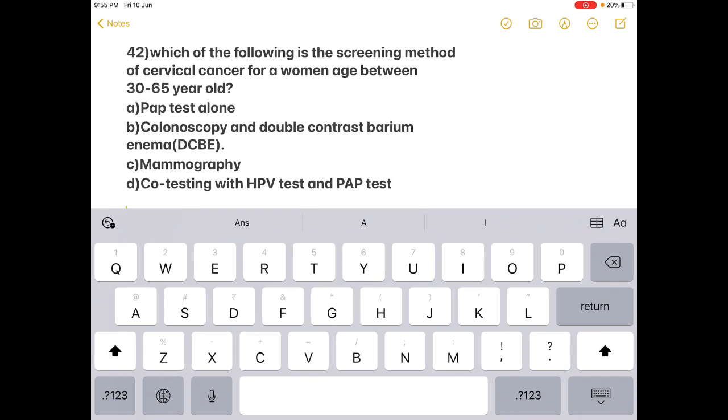Which of the following is a screening method of cervical cancer for a woman aged between 30 and 65 years? Option A, pap smear, pap test alone. Option B, colonoscopy and double contrast barium enema, DCBE. Option C, mammography. Option D, co-testing with HPV test and pap test. The correct answer here is D, co-testing with HPV test and pap test.